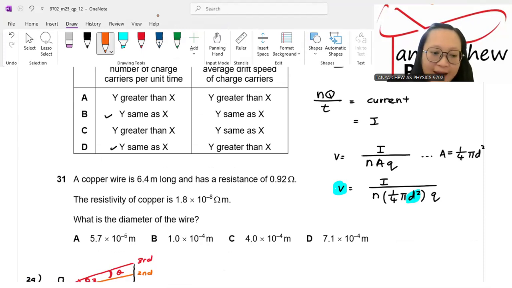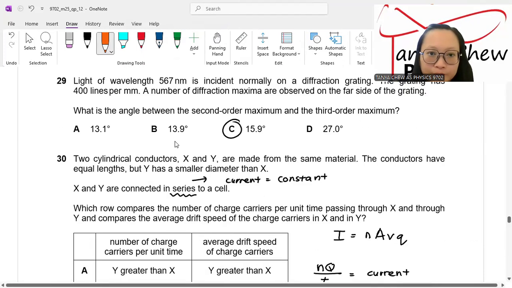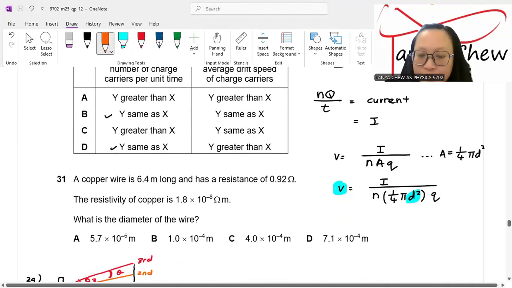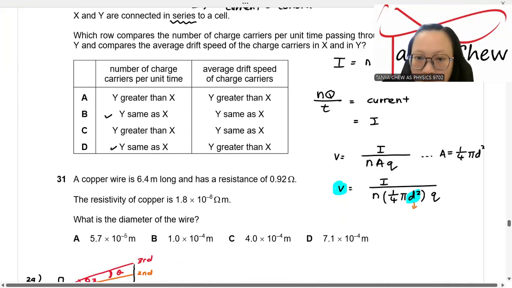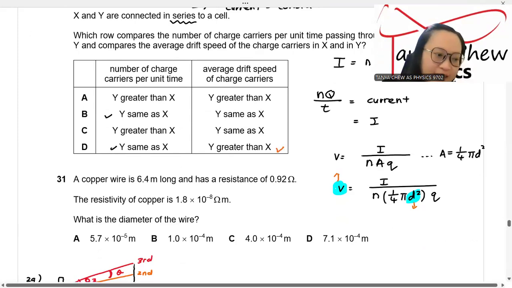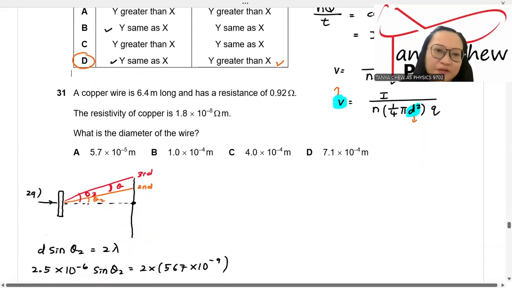Right. So the diameter of Y is smaller than the diameter of X. Since the diameter of Y is smaller, the average drift speed would be higher. Y would be greater than X. D is the answer.